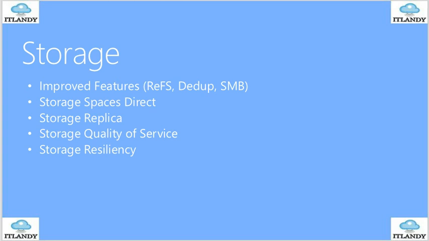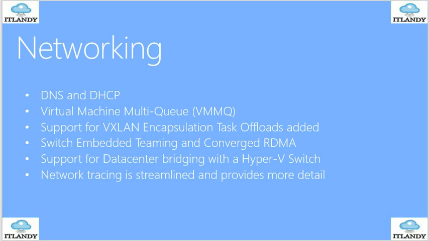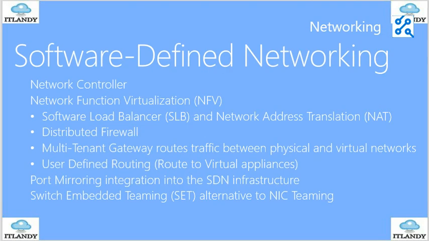Then we have another module for networking. In this part we're going to cover the DNS improvements, major improvements around DNS and DHCP, virtual machine multi-queue. We will cover network tracing, Data Center Bridging, and then software-defined networking, another module around Network Controller, network function virtualization, software load balancer, multi-tenant gateway, and then we will do something around user-defined routing, port mirroring, and switch embedded teaming as well.